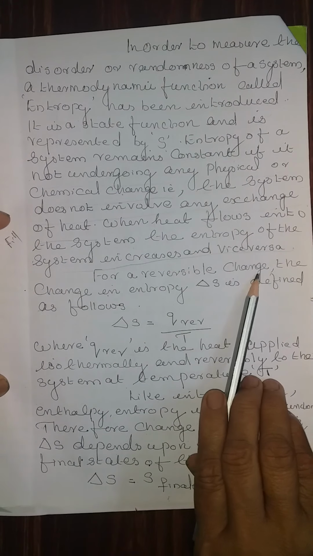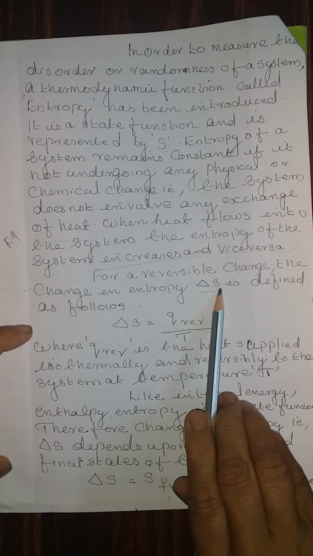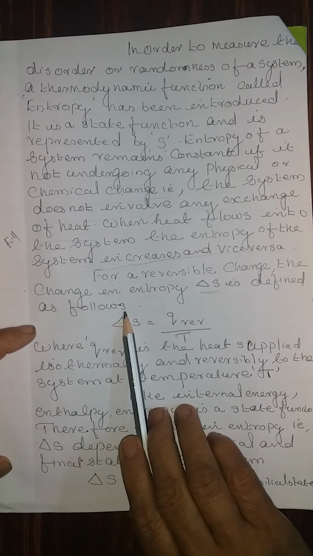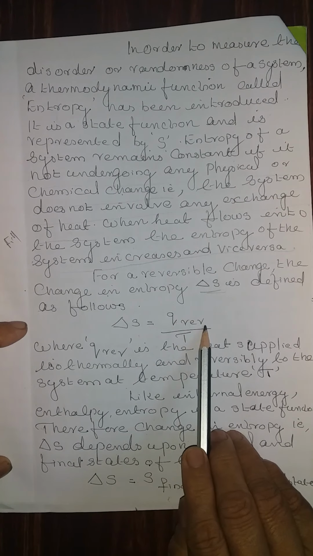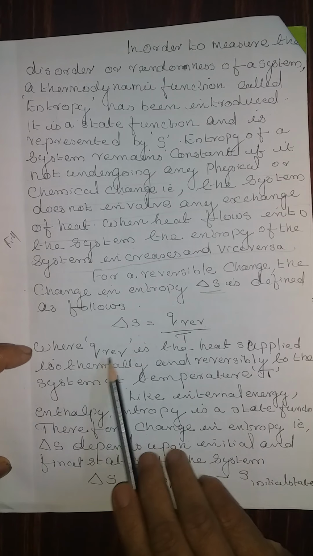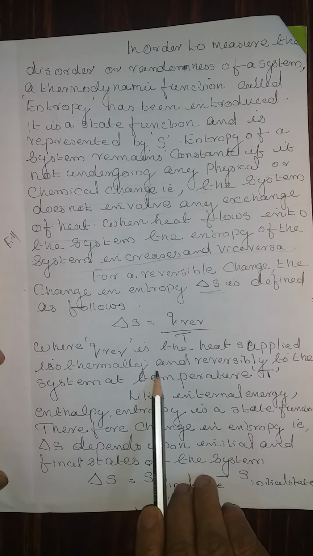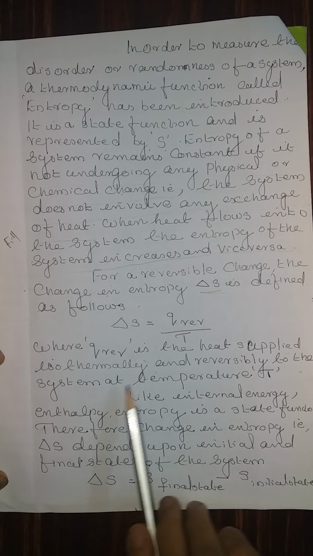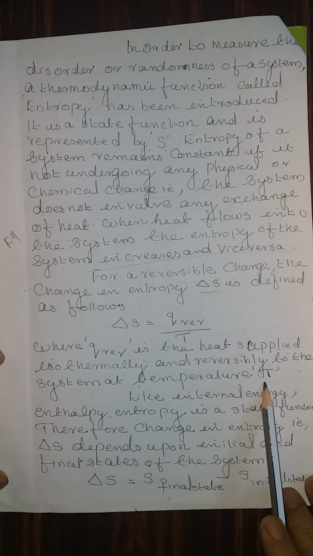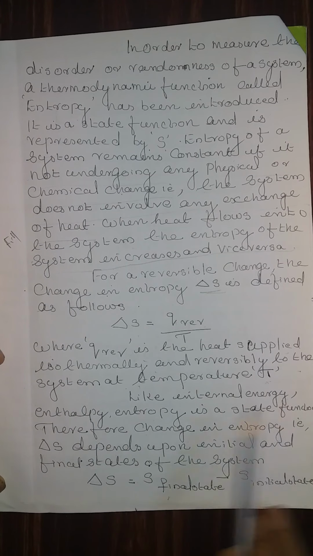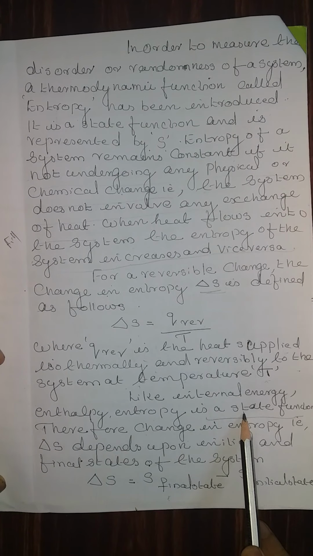For a reversible change, the change in entropy delta S is defined as follows. Delta S is equal to Q reversible by T, where Q reversible is the heat supplied isothermally and reversibly to the system at a temperature T. Isothermal means at constant temperature. Like internal energy, entropy is also a state function.